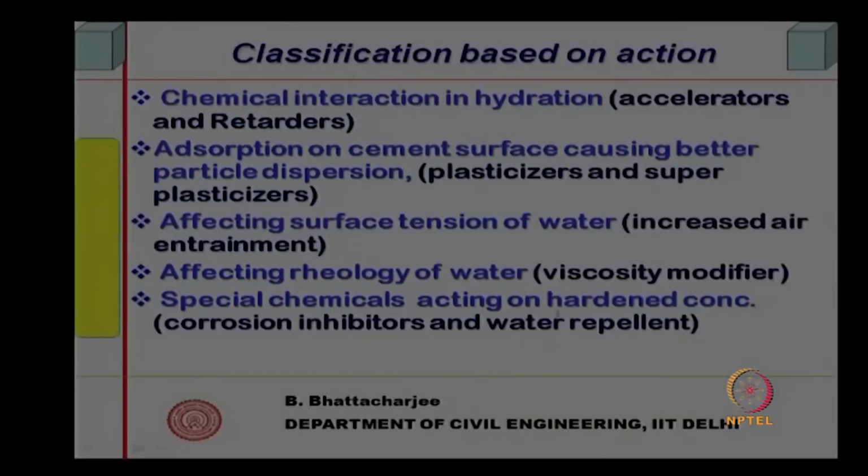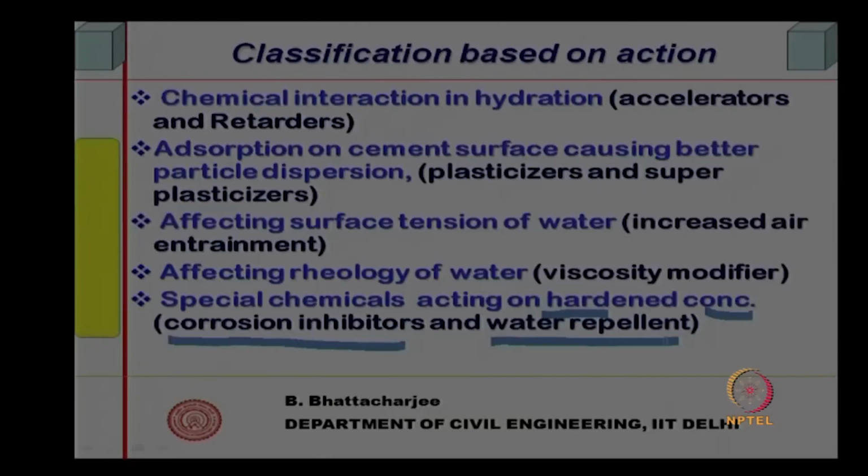Then there are special chemicals. They act on hardened concrete, like corrosion inhibitors, water repellent, etc. So, this is the classification based on their action, but simultaneous names are also given side by side. They can be classified as accelerators, retarders, plasticizers, superplasticizers, then air entraining agent, viscosity modifier, corrosion inhibitors and water repellent. And this classification is actually based on their action.